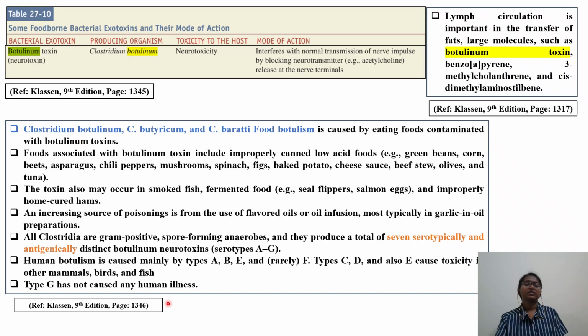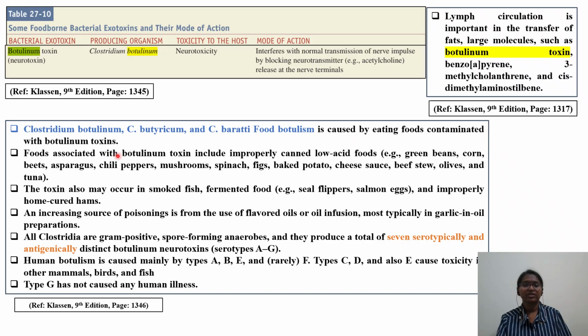Next important topic, last we have to learn from page number 1346. Some summary is given with respect to Clostridium botulinum. See, Clostridium botulinum is there, Clostridium butyricum, Clostridium baratii. These cause food botulism. It is caused by eating food contaminated with botulinum toxin.